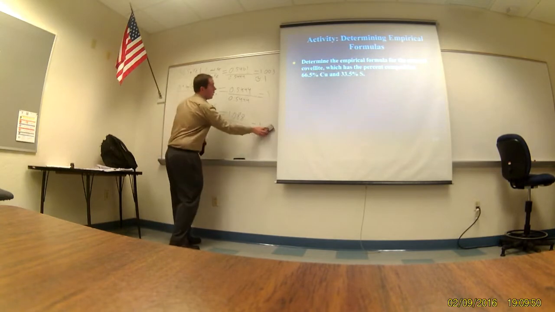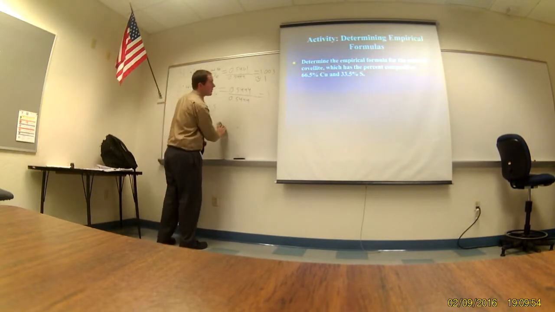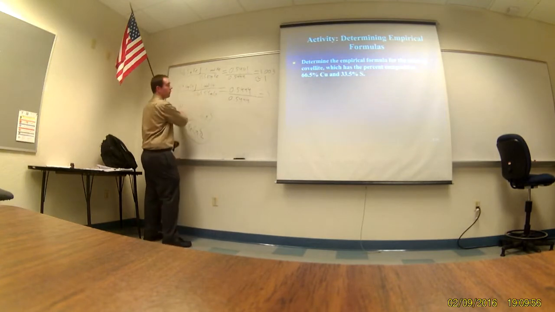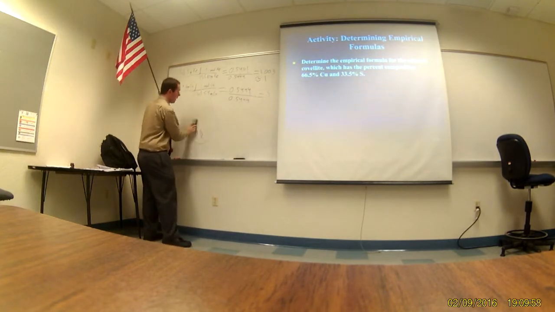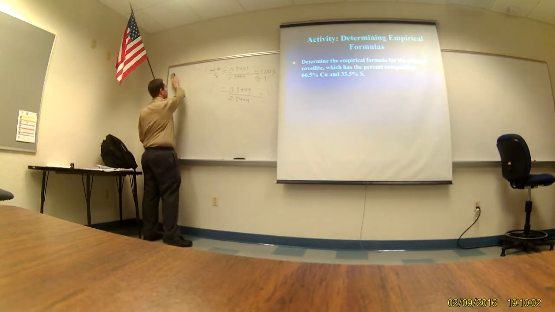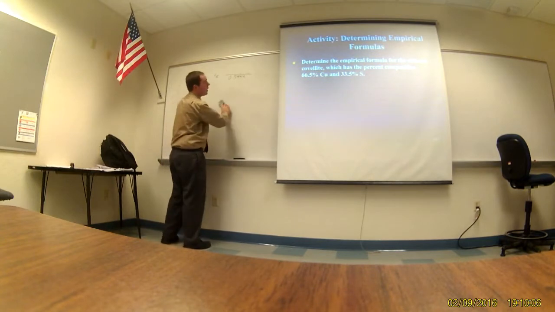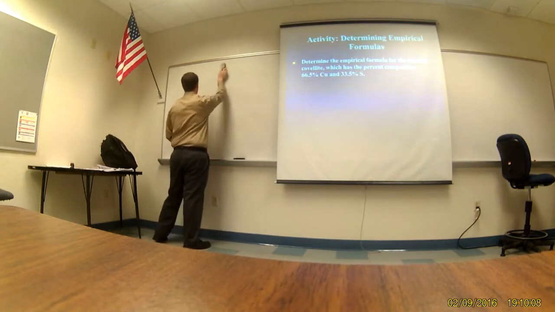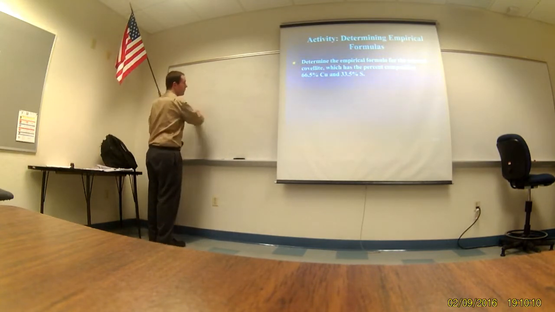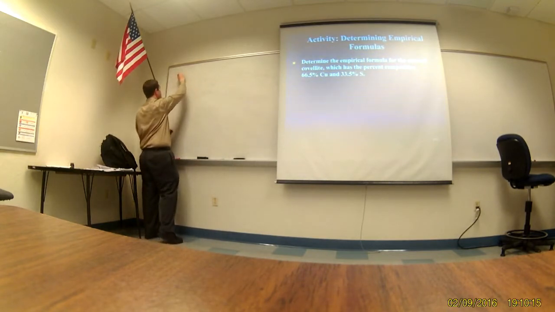So we have another one. We have a compound that just has copper and sulfur, and it gives us our percent compositions. First step is we have to assume a mass. What mass do we want to assume? We want to assume 100. So how many grams of copper do I have? 66.5 grams of copper.